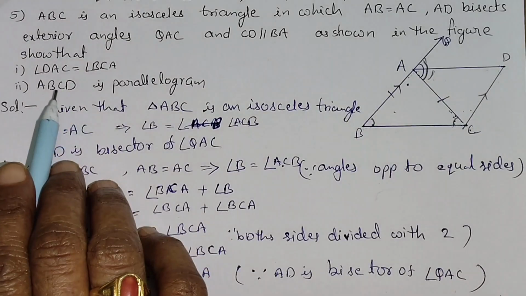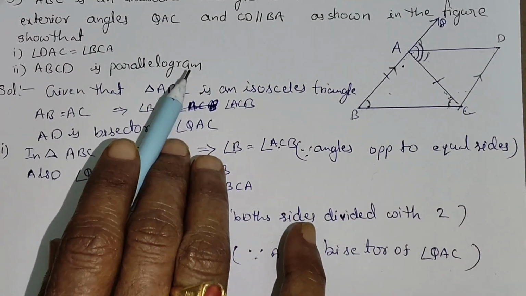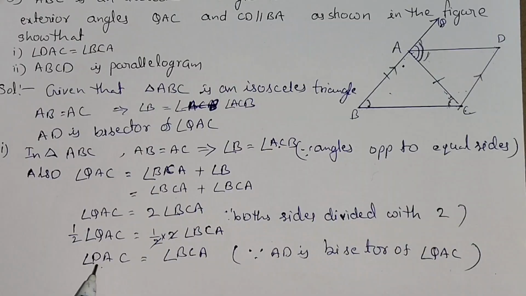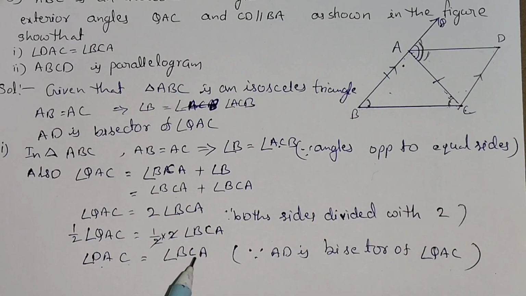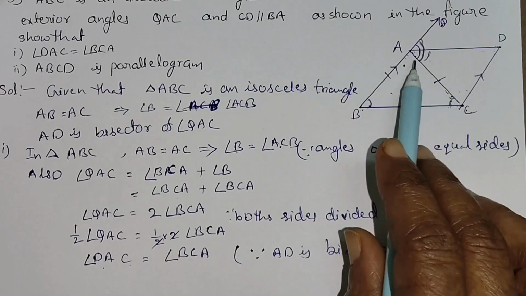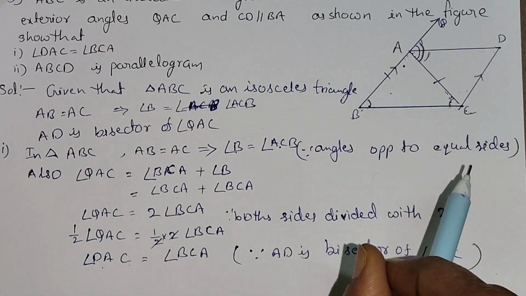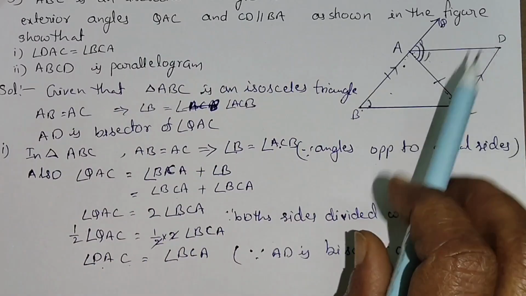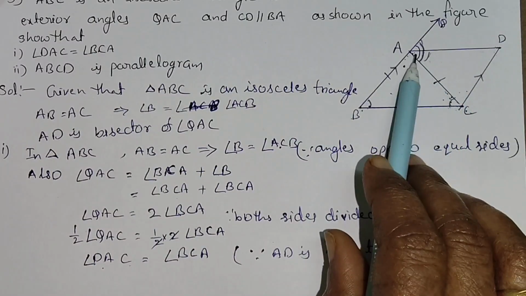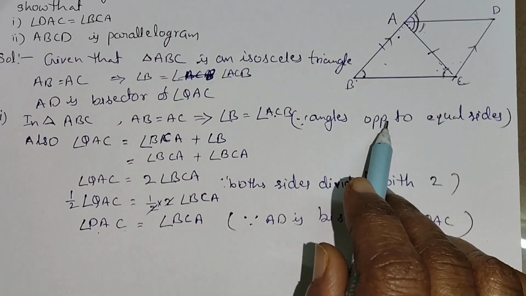Now here we prove the second one, that ABCD is a parallelogram. So we write here ABCD is a parallelogram. First, we already know that DAC equals BCA. So these two angles are equal. These two form a pair of alternate interior angles. These two angles are equal, which means AD and BC are parallel lines. So we write that one.